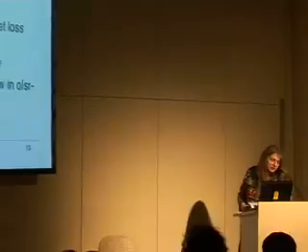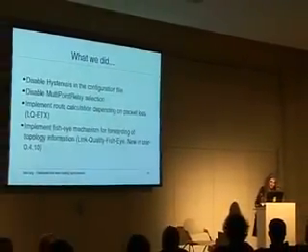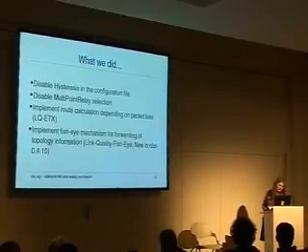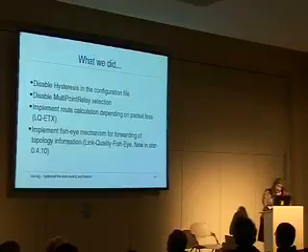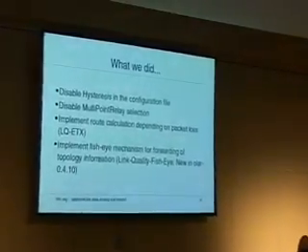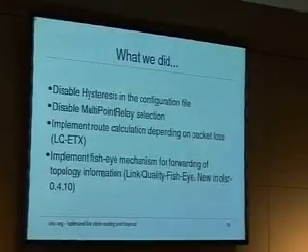What we did after Wizard of Oz was we disabled hysteresis at first. We disabled the multi-point relay section in the configuration file, and we started working on implementing a route calculation depending on packet loss. I'll explain this further. And the last thing that is new in the CVS version and in the upcoming 0410 release is a link quality fisheye feature that will replace the multi-point relay attempt of INRIA.